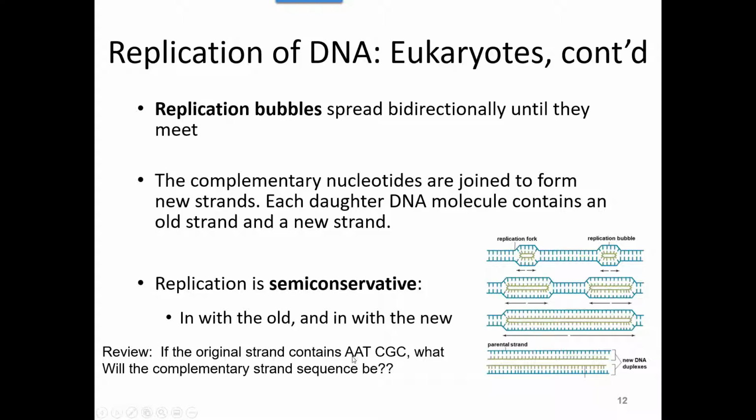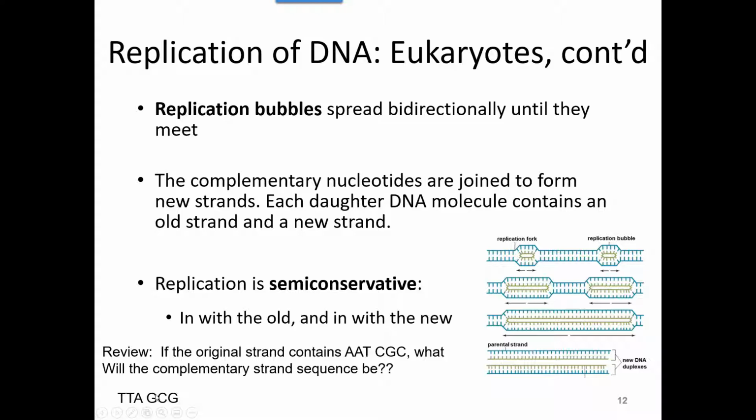If we have a T, we'd have to bring in an A. If we have a C, we'd bring in a G, with a G, a C, and so on. So your complementary strand would have the TTA to go opposite of AAT, and to go opposite of CGC, you'd have GCG. Again, whatever the original strand is, it would bring in what was complementary or opposite of it.